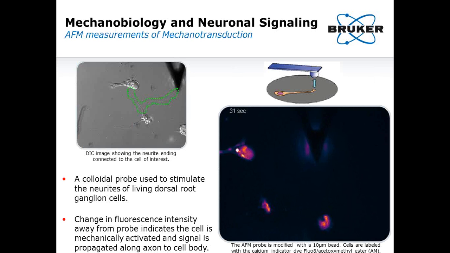Now, up to this point, I've been showing you how AFM can be used to measure forces. But what about using the AFM probe to apply a known force, say to mechanically stimulate a cell, and then optically detect a cellular response? The ability of AFM to apply highly localized and highly sensitive forces to a sample makes it a very attractive approach to study cell mechanotransduction, the process by which cells convert mechanical signals into biochemical responses.